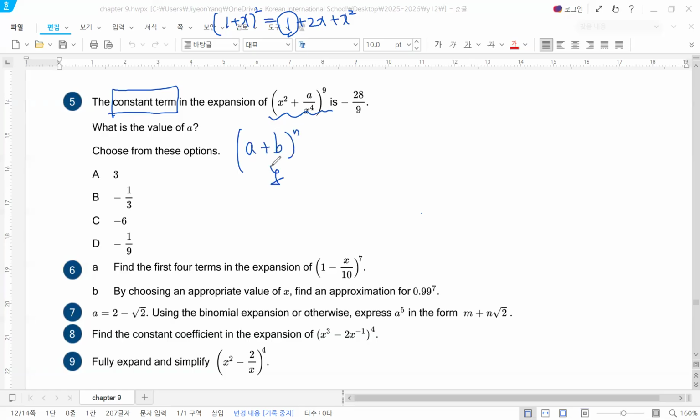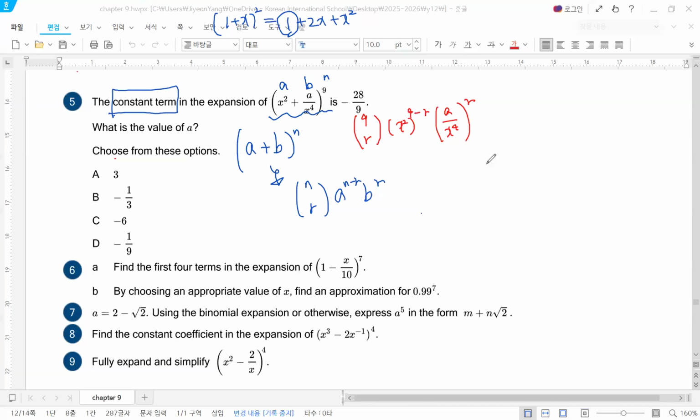The general term of this binomial expansion is n choose r, a to the power of n minus r, and b to the power of r. So by using this one as a, this one as b, and this one as n, let's rewrite the general term. So n, which is 9 here, and r can be any number, as I told you. Instead of a, write down x squared to the power of n minus r, and then b, a over x to the power of 4, and then r. Instead of n, please write down 9.